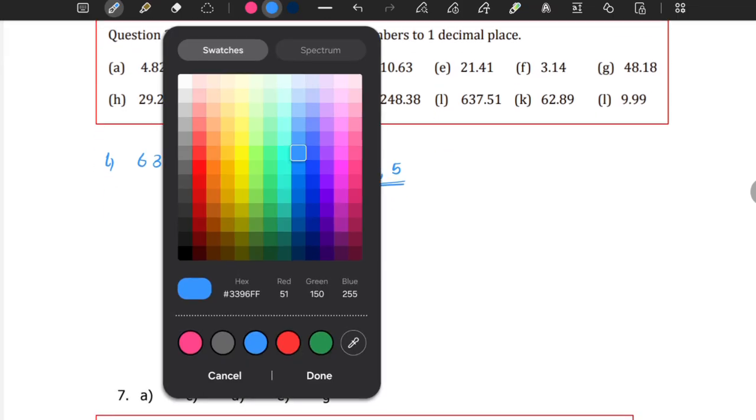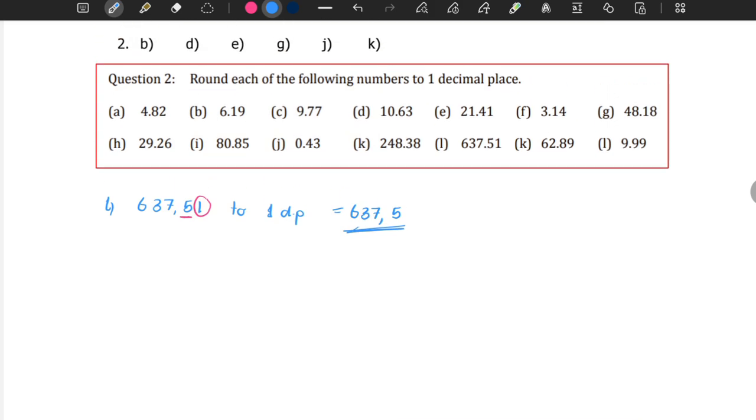And then I can also try H, 29.26 to 1 decimal place. Again, the first decimal place is 2, so the number to the right is 6, which is greater than 5, so we round up and the answer becomes 29.3.